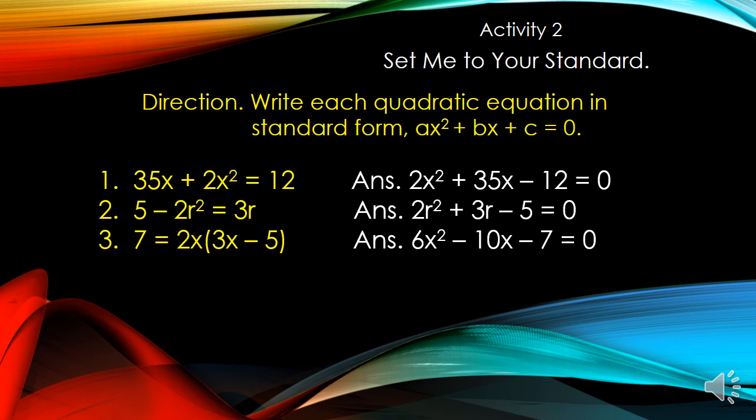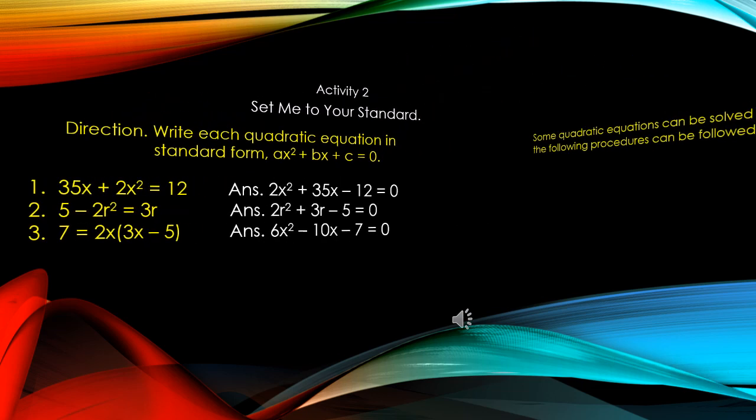Number 3, 7 equals 2x times the quantity 3x minus 5. This is still quadratic equation, only it is expressed in terms of its factors. So we multiply 2x and 3x, we get 6x squared. Multiply 2x and negative 5, we get negative 10x. And we have 7 there, that becomes negative 7. So the answer is 6x squared minus 10x minus 7 equals 0.